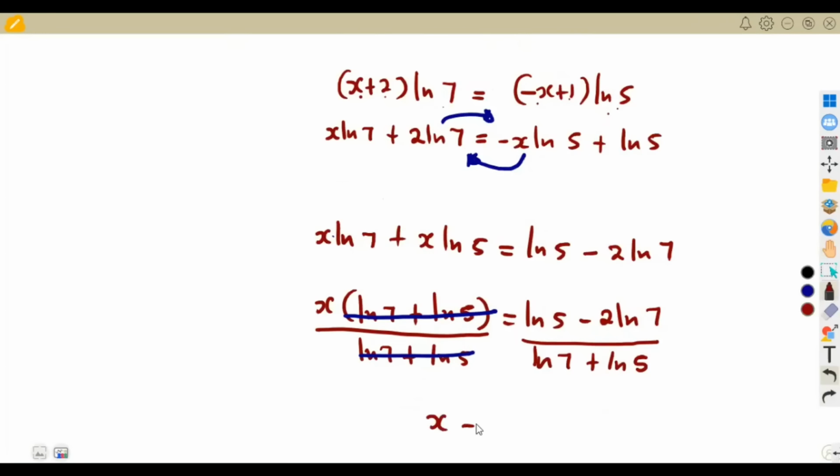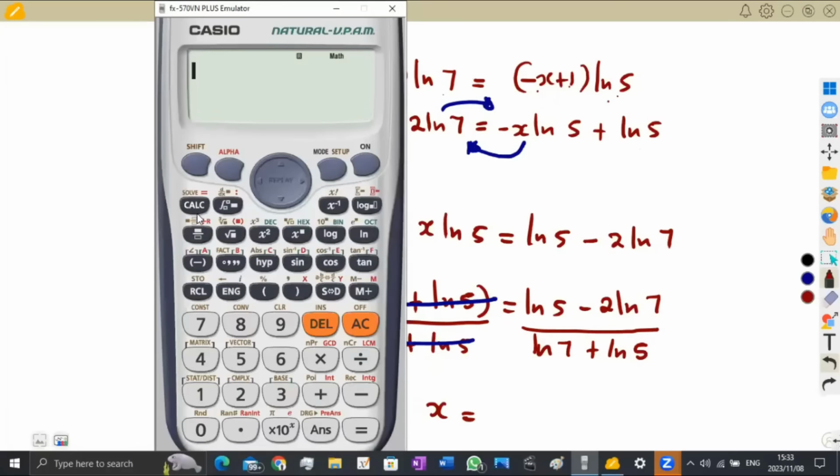But as a decimal, I'm going to simplify this from the calculator, which means we're going to have something of this nature. So let's just use our calculator here. We're going to have a fraction that is ln of 5, close the bracket, minus 2 ln 7, close the bracket again, over ln 7 plus ln 5.